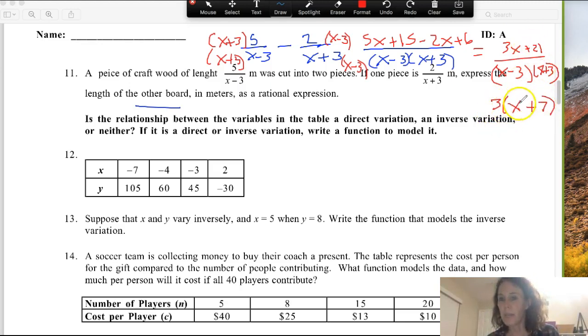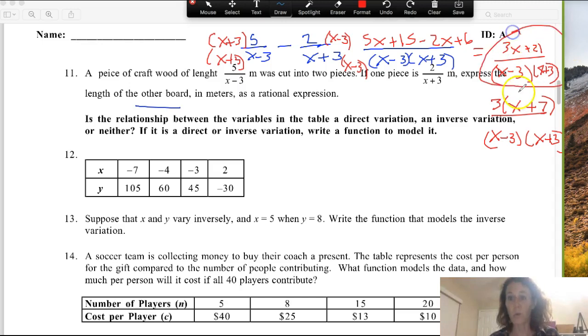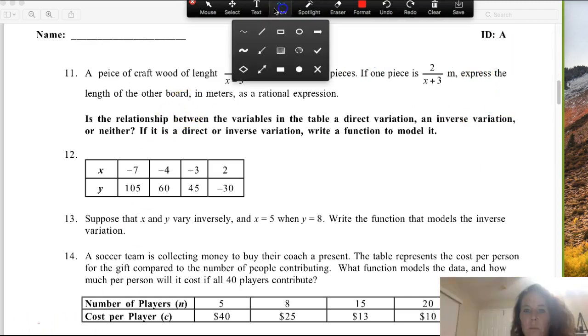So I have 3 times x plus 7 on the top, and then I would have x minus 3 times x plus 3 on the bottom. I was hoping this would leave me with an x plus 3 and I can cancel, but it doesn't. So this is your final answer, or you could leave it like this. And that would be the expression that would represent the other piece of the board.